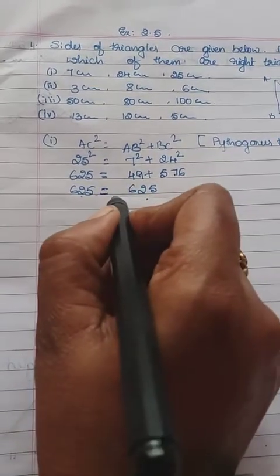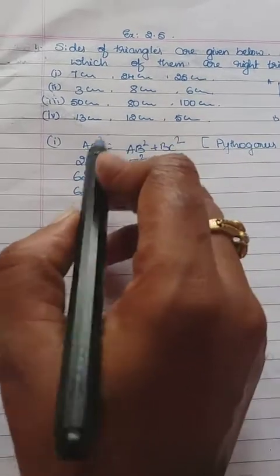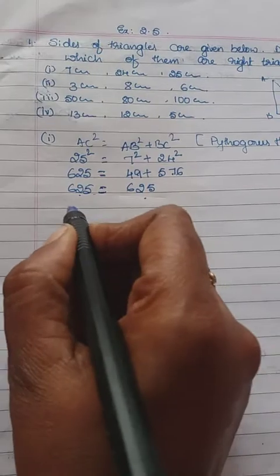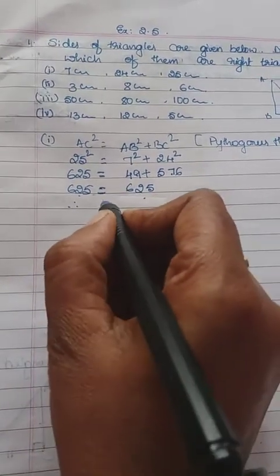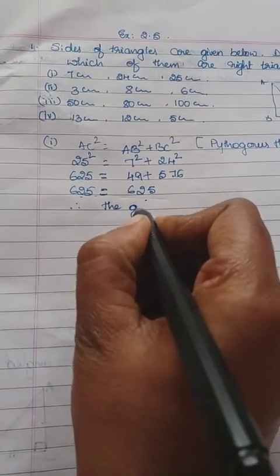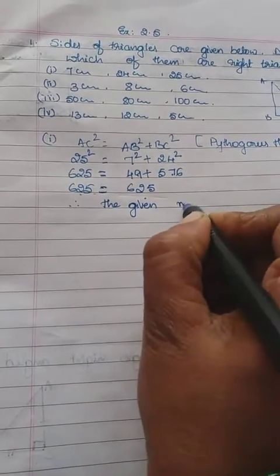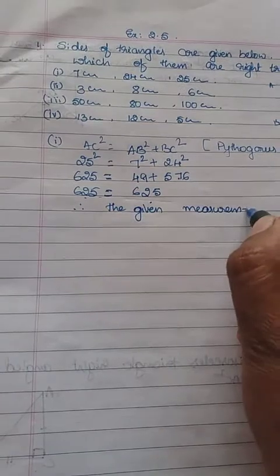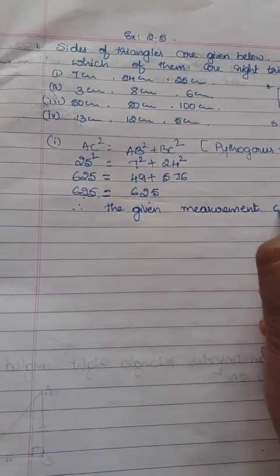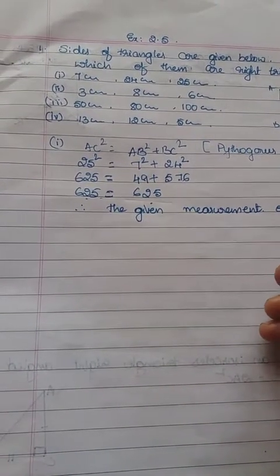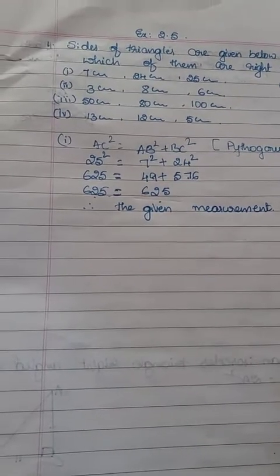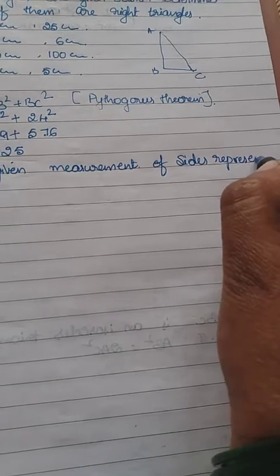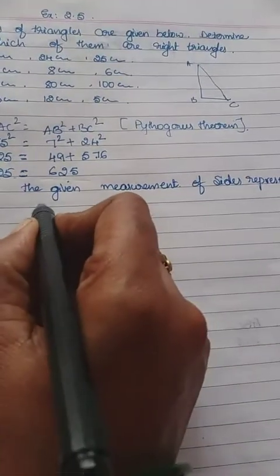If both sides are equal, then this triangle is called a right angle triangle. So we can write: the given measurement of sides represents a right angle triangle.